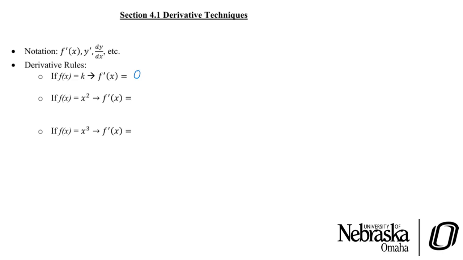So in other words, think of a horizontal line, right? F of x equals k is some sort of horizontal line where our slope is 0. So if f of x is equal to a constant k, then the derivative will always be 0. If f of x equals x squared, then the derivative of x is equal to 2x.